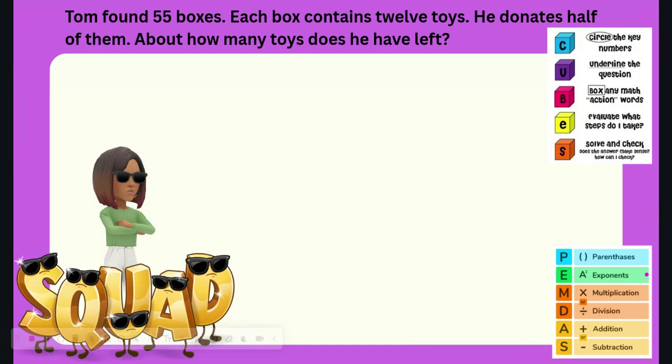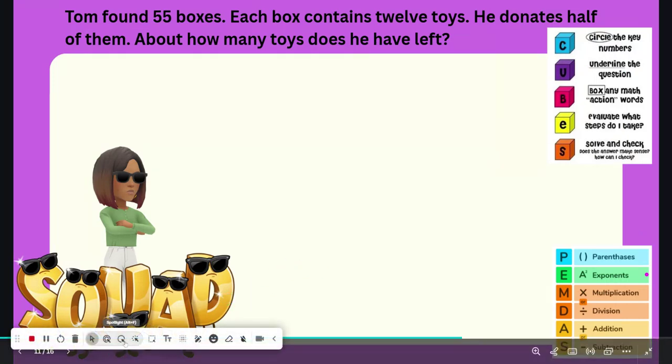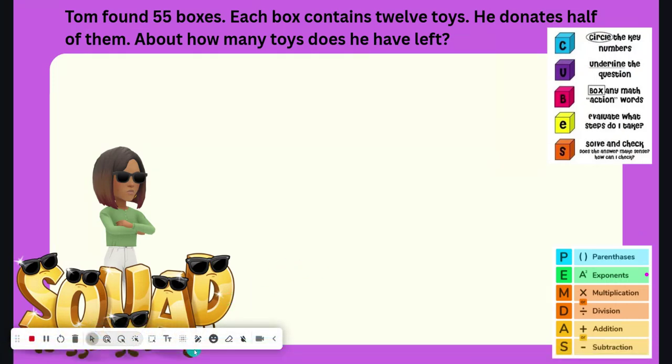Well, let's use our cube strategy and circle all the numbers. If you are writing this down, you don't have to write down the problem. I want you to at least write these important numbers down, okay? So let's go sentence by sentence.